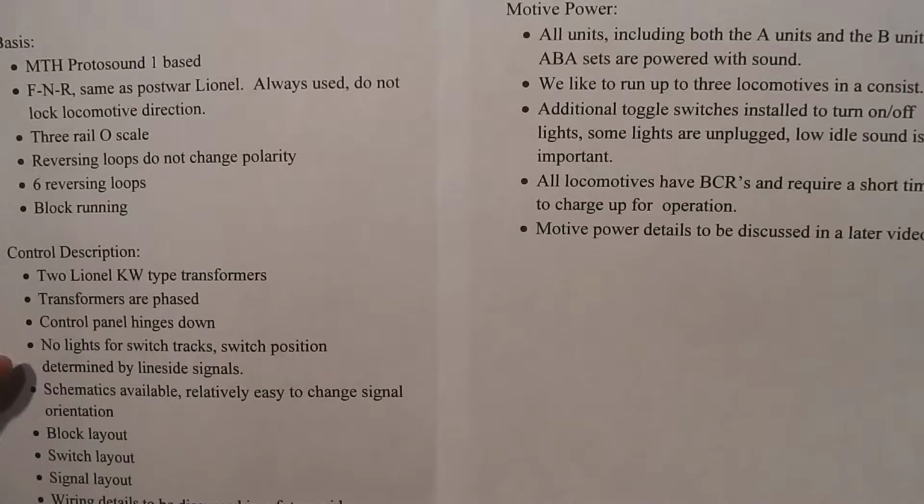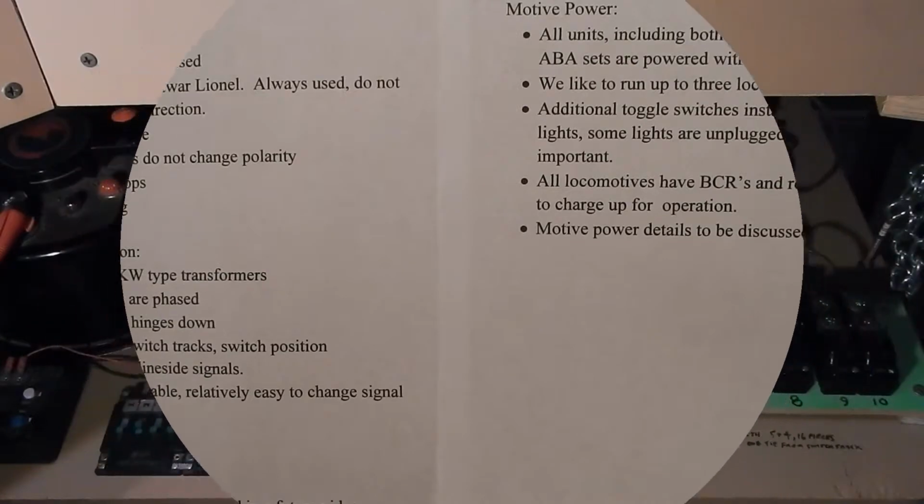There's no lights for switch tracks. Switch position is determined entirely by line side signals. And there's schematics available, so it's relatively easy to change signal orientation, which has been done a number of times. Nothing else has been changed since the layout was built, just the signal orientation. So let's examine the control panel at this time.